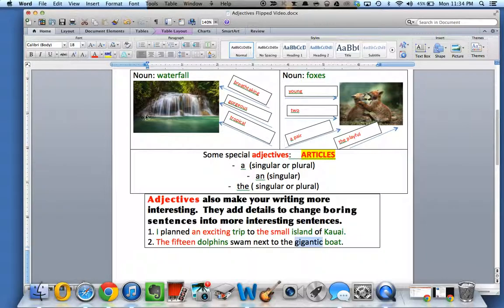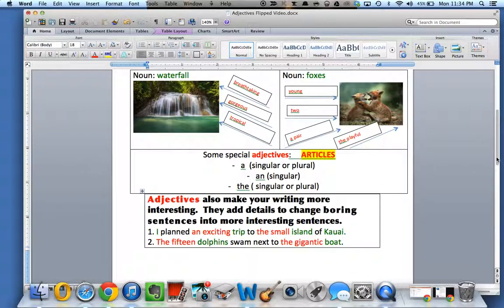So gigantic is also an adjective, and it needs the help of its special friend here, the article, which is also an adjective, telling us that it's either singular or plural, and in this case it's only one. Let's read the sentence again and see if it sounds better than it did before. The 15 dolphins swam next to the gigantic boat. Sounds a lot better than what we started with: the dolphin swam next to the boat.